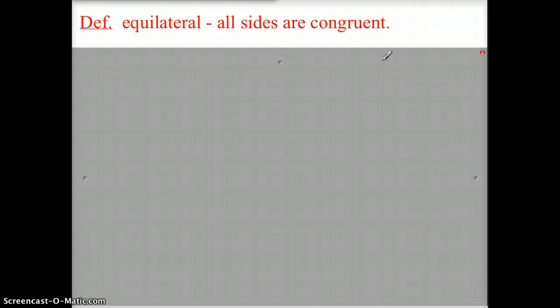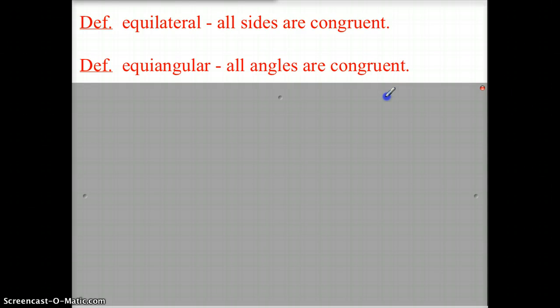Looking at some more definitions. Equilateral. For equilateral figures, just like in equilateral triangles, all the sides of your figure are congruent. Equiangular. Very similar. Equiangular, instead of referring to the sides like equilateral does, we are talking about the angles inside the figure. And for equiangular, all the angles are congruent.